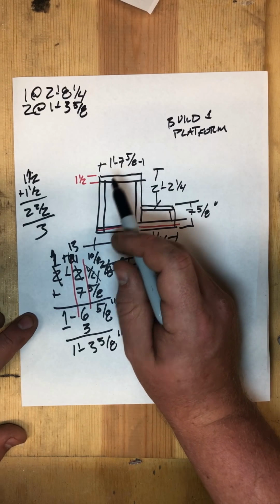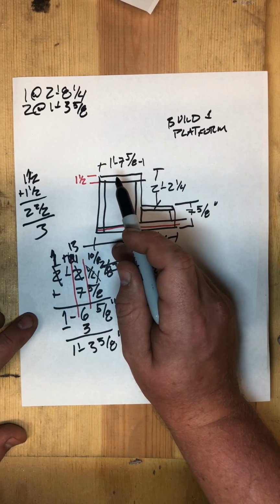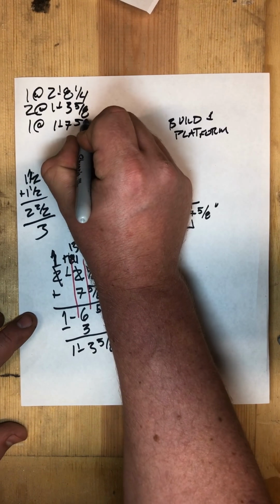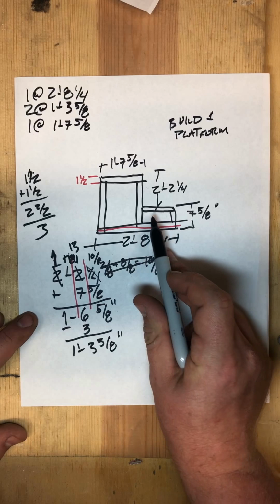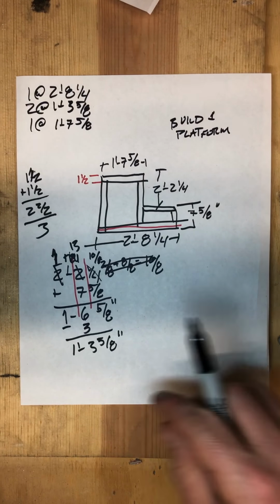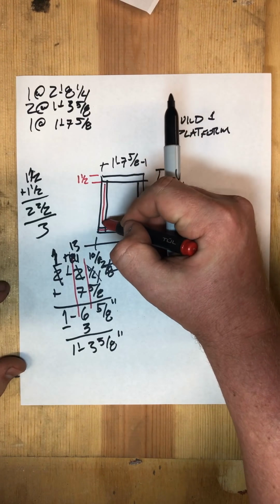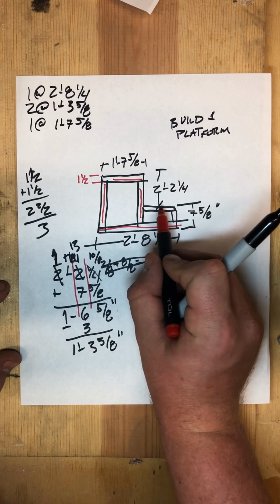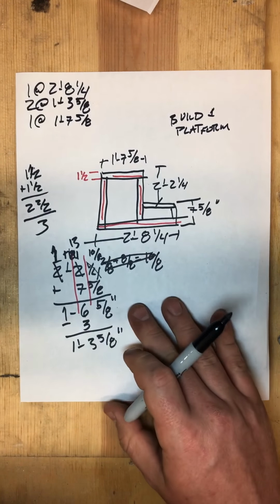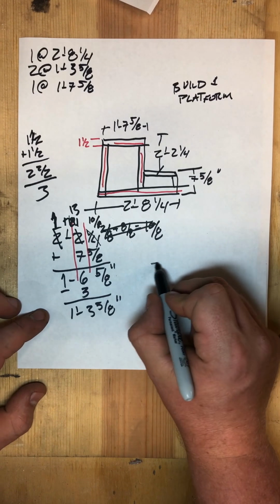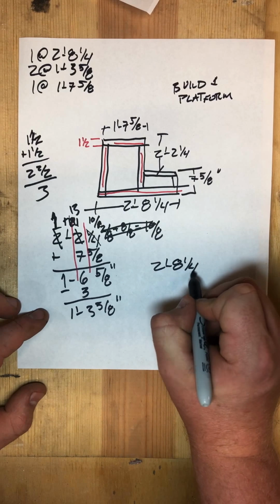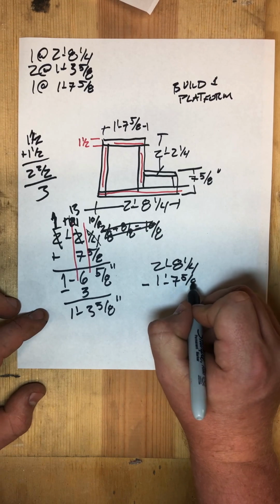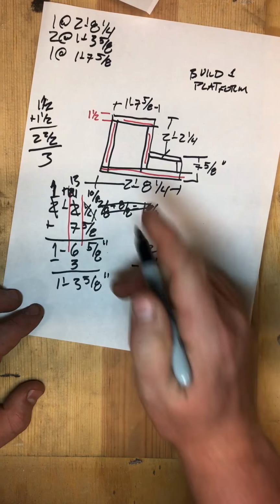Okay? Then it's just a matter of figuring out the rest of these pieces. So this one is given to me. I know that that is 1 foot 7 5/8. This one, this distance, I need to cross out the ones that I've done. So we've got this one and this one. We just found that one. Now we're going to work on this one. So we need to take 2 foot 8 1/4 minus 1 foot 7 5/8. Same thing we did earlier.